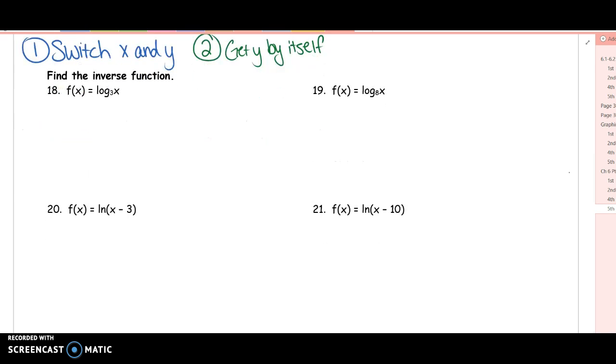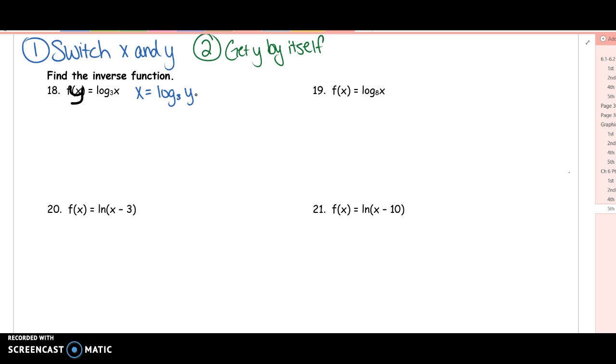So number 18, remember that f of x is a fancy way of saying y. So we have y equals log base 3 of x. Your first step, switch your x and your y. So x equals log base 3 of y. Step 2, get y by itself.